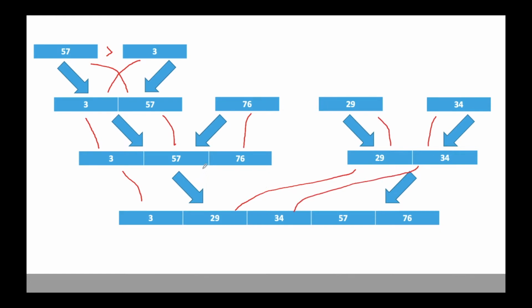Now 57 has no other element to be compared with in the right list, so it goes down into the sorted list, and so does 76. And now we have the sorted list, 3, 29, 34, 57, and 76. Now that's a quick demonstration of merge sort.